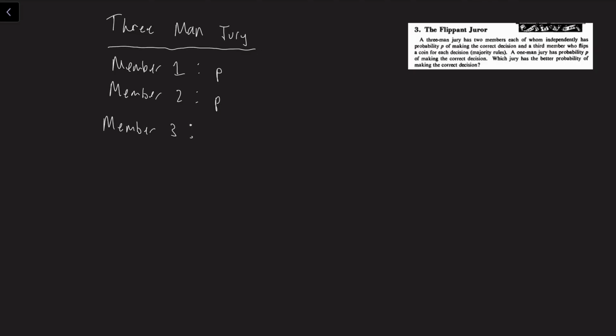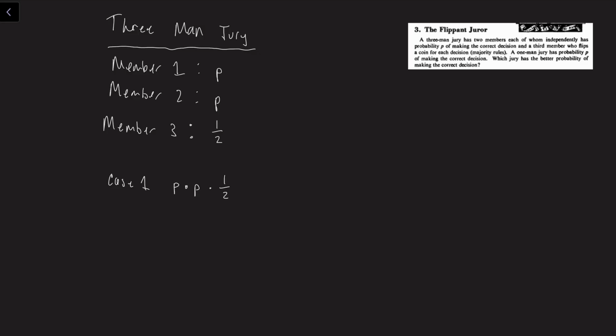So we know in the 3-man jury, member 1 and 2 have probability P of making the correct decision. And member 3's probability of making the correct decision is 1/2 because he flips a coin. Now our job here is to determine on which events does the 3-man jury make the correct decision. So because the problem tells us that majority rules, only 2 of them have to make the correct decision for the 3-man jury to make the correct decision.